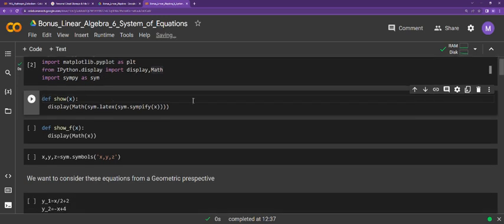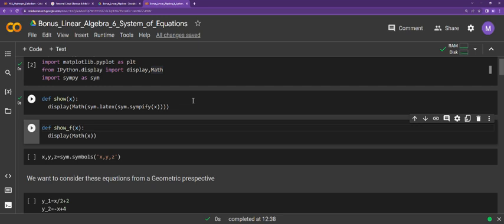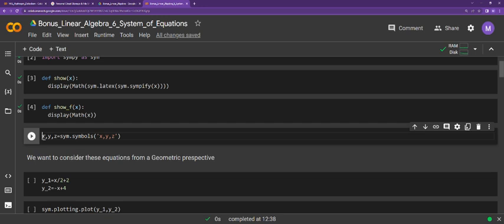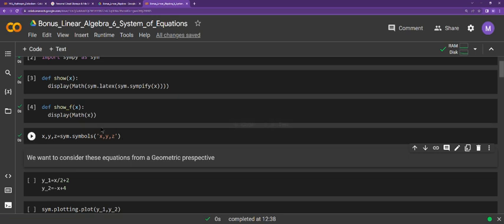I'm going to create my show function and showf function. I'm creating this just to show formulas, basically. So you just display math x if x is a formula. Then I'm going to create symbols x, y, and z using sim.symbols, and I give the string x, y, z. So now they are allocated as symbols.